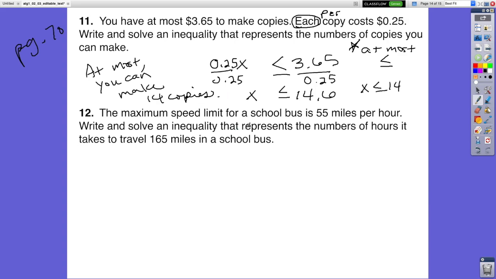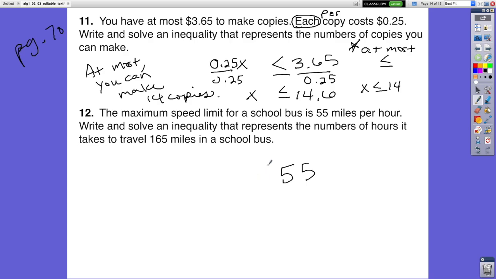All right, let's move to number 12. Someone read 12, please. The maximum speed limit for a school bus is 55 miles per hour. Write and solve an inequality that represents the numbers of hours it takes to travel 165 miles in a school bus. Good. So the maximum limit is 55 miles per hour. So can a school bus go over this? It should not, no. It can, but it should not.